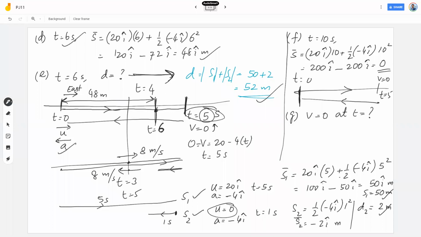You are asked to find what instant it is. V equal to 0 at t equal to what? We have already done that, no? V equal to 0 at what time? Answer is t is equal to 5 seconds. That is the answer for question G. Yes.